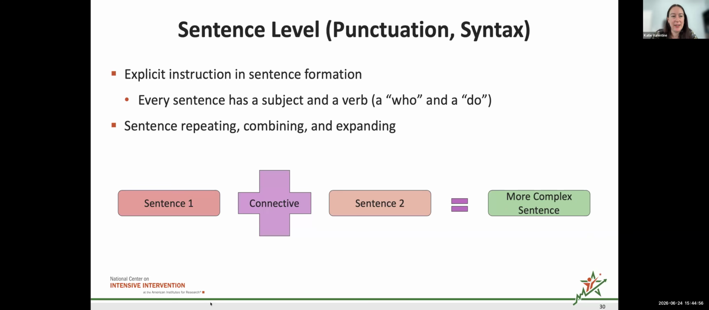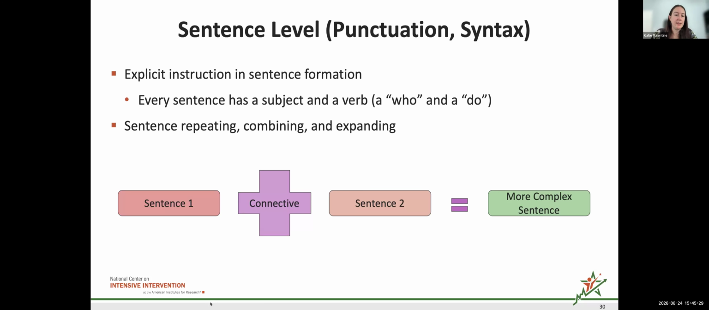At the sentence level, instruction in punctuation and syntax. So students should be receiving explicit instruction in sentence formation. One of my favorite pieces here is related to just what are the components of a sentence, right? Every sentence has a subject and a verb. And I recently learned about the who and the do in a sentence, which is again just a really quick and fun way to remind students: does this sentence have a who and a do? Does it have those two parts?